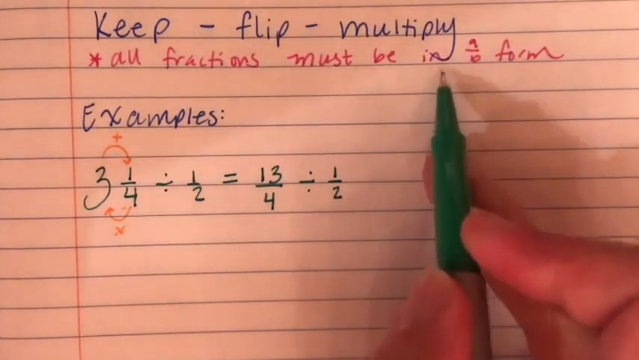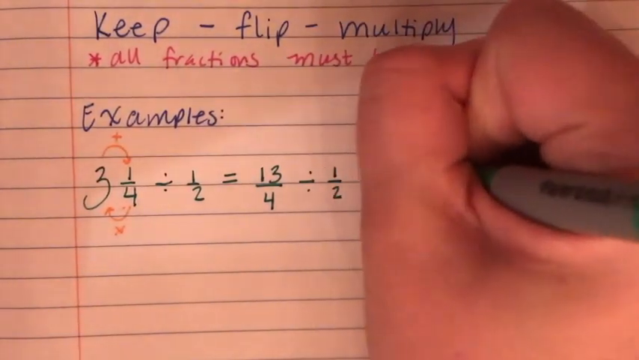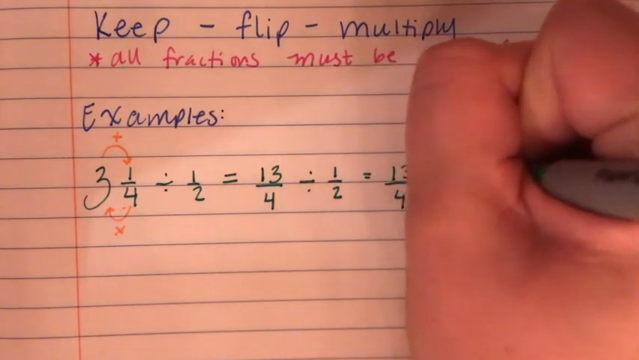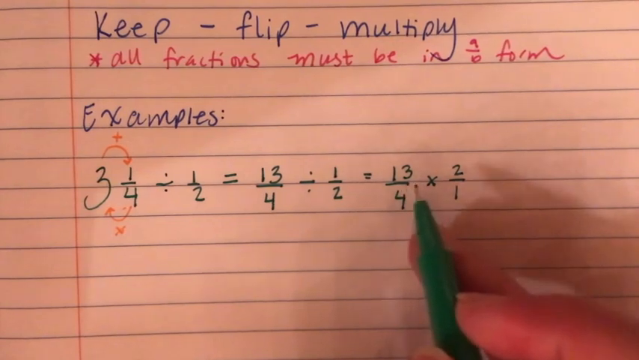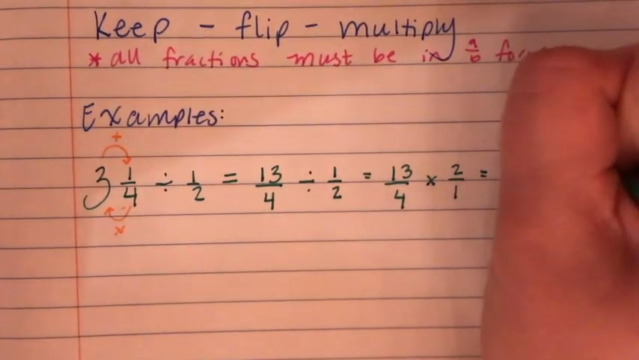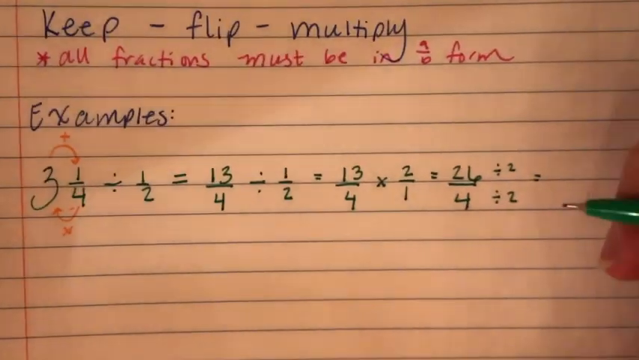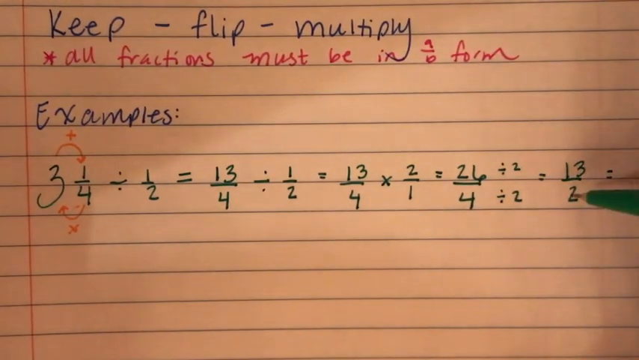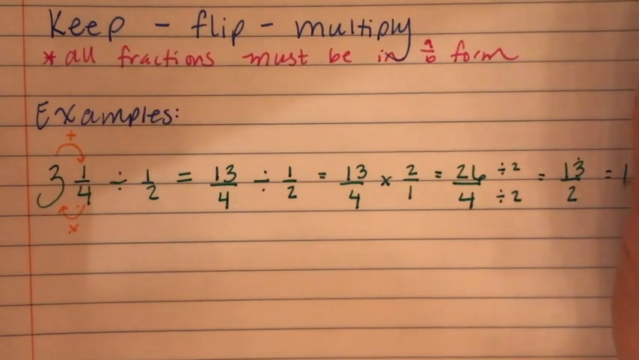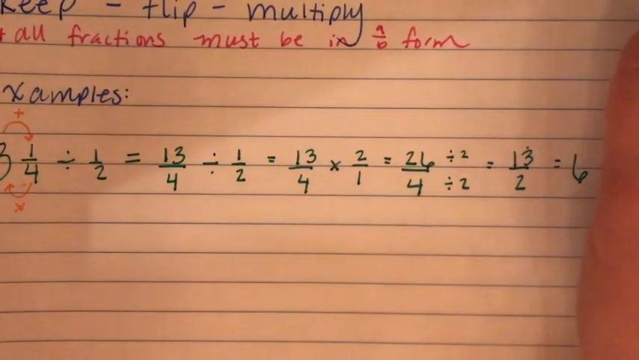So now that I have both fractions in the A over B form, now I can keep, flip, multiply. So I get 13/4 times 2 over 1. So again, I flip my second one. I keep my first one the same. This gives me 26/4. I can divide both of those by 2 to reduce them, which gives me 13/2. 2 goes into 13 6 times. And then there's 1 left over, so I get 6 1/2.